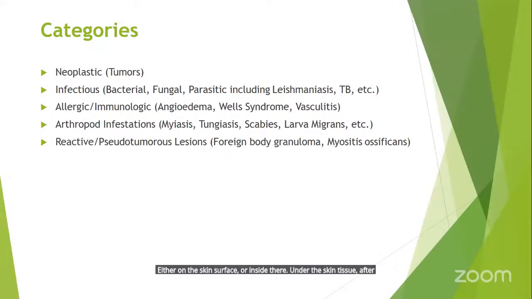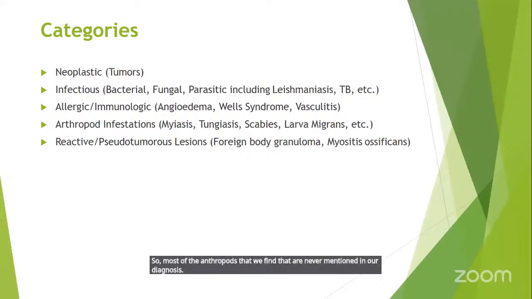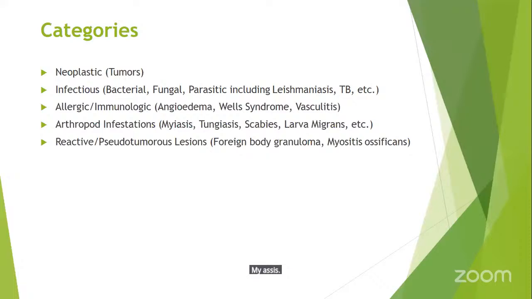So most of the arthropods that we find are never mentioned in our diagnosis. Myiasis is a very common one, a secondary infection in wounds, and in cancer patients we have a lot of myiasis, tungiasis, scabies, and larva migrans. There are many other types, even mites.